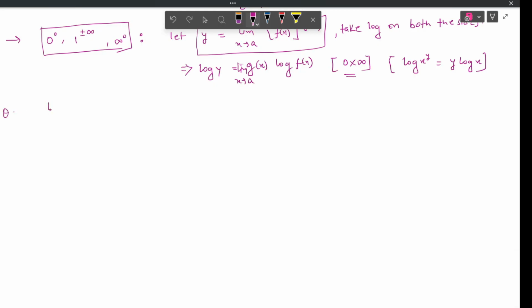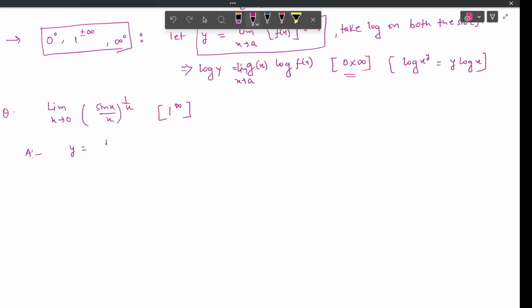We have to evaluate limit x tends to 0 sin x by x to the power 1 by x. If you put 0, limit x tends to 0 sin x by x is 1. We know the property of limits. And 1 by 0 is infinity. So this is in the form 1 to the power infinity. This is f x to the power g x form. That means we have to take log on both the sides, and we have to assume y equals to this function.